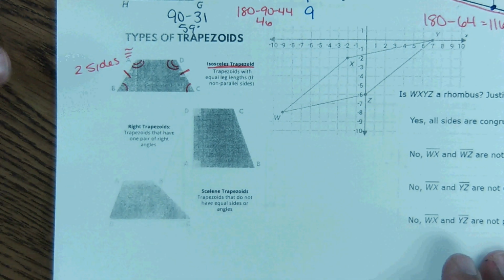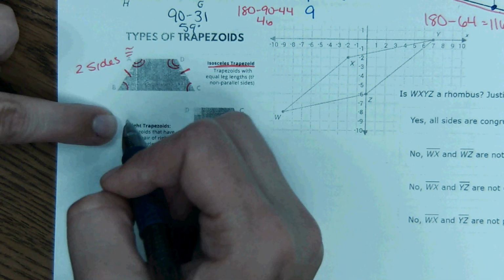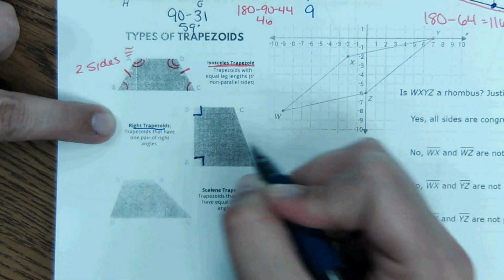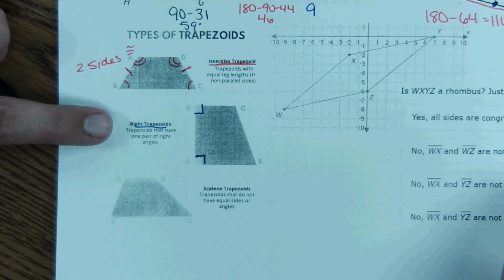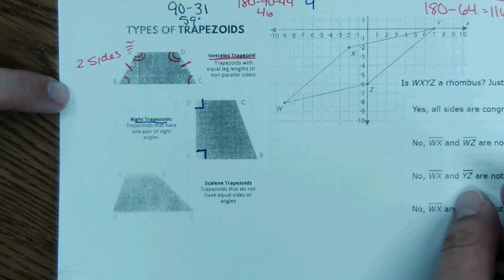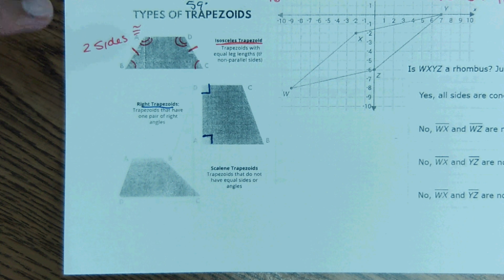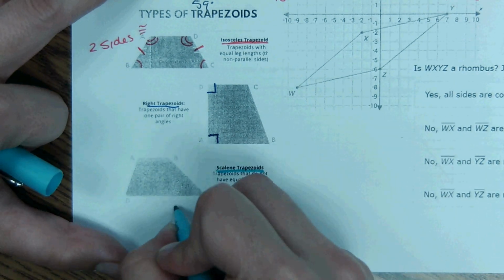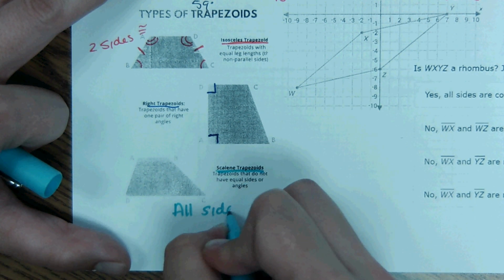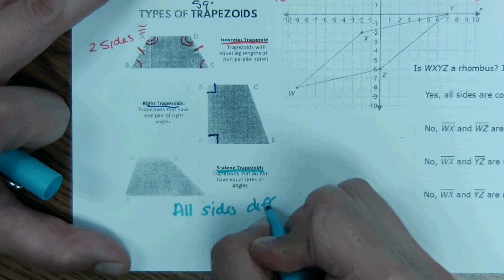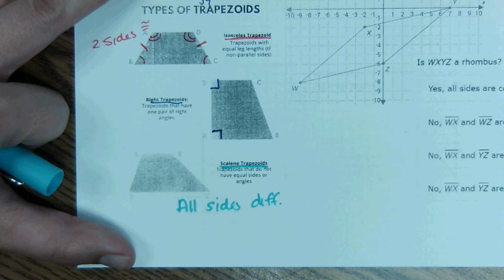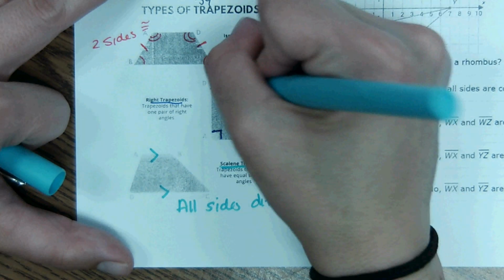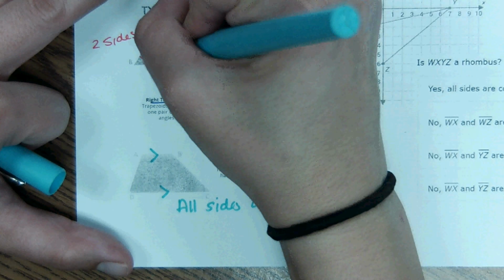And then the next type of trapezoid would be a right trapezoid, and that has to do with the angles. So you have a 90-degree angle here and here. That would be a right trapezoid. And then the last type is scalene trapezoid, where all sides are different lengths. But what makes it a trapezoid is it has one set of parallel sides, so this would be parallel to this, and so on.